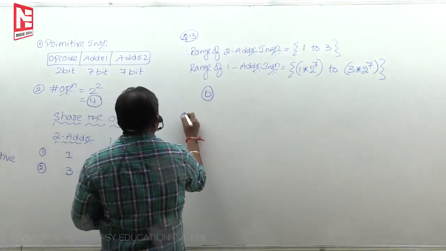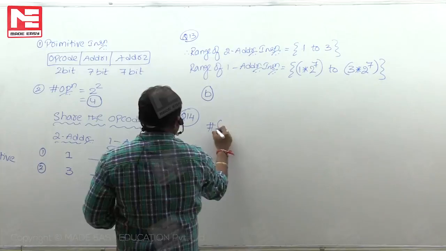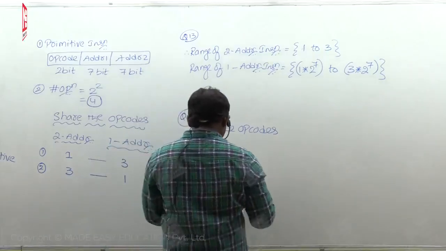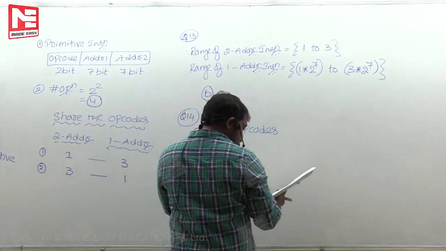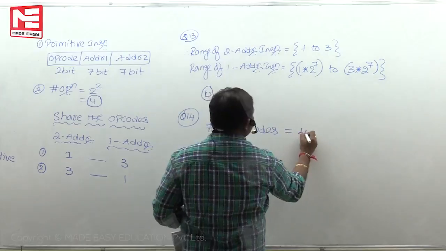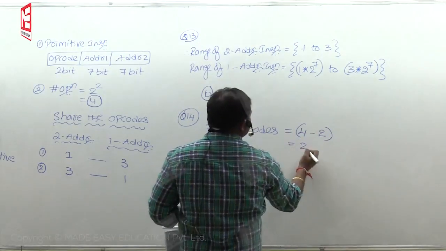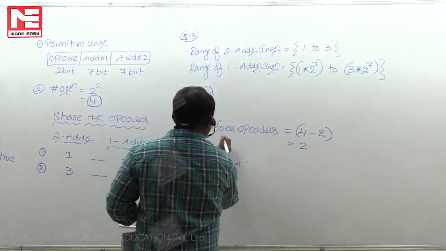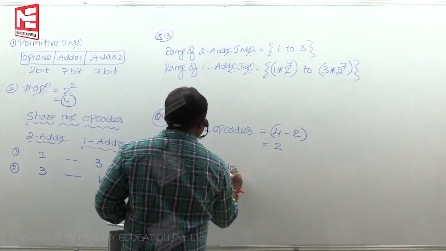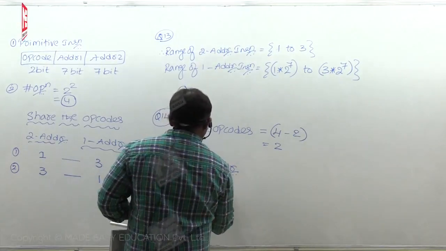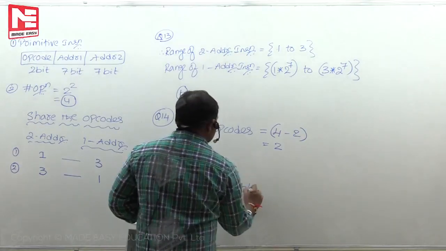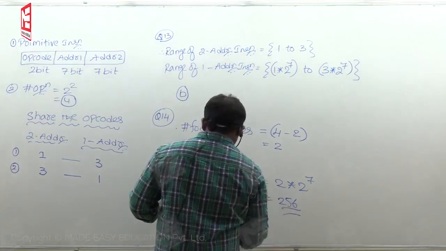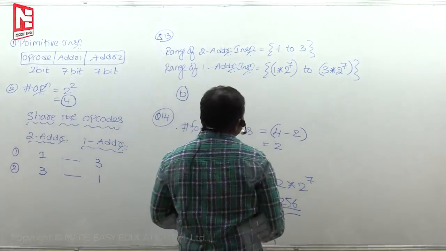Next, question number 14. Number of free opcodes after allocating the existing instructions. How many 2 address instructions are possible? 4. How many exist? 2. So only 2 free opcodes are there. Those free opcodes are used for 1 address instructions. So the number of 1 address instructions possible equals free opcodes 2 times the merged address, which becomes 256. Answer is C.